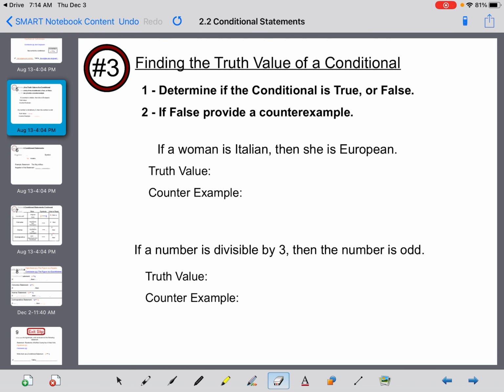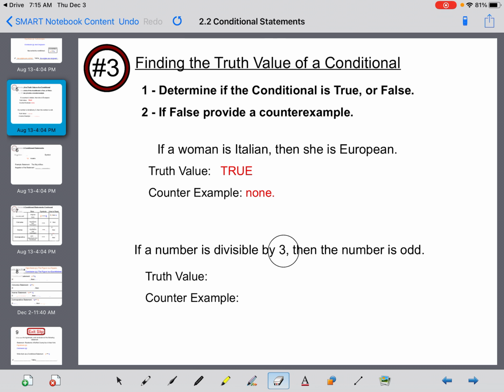Finding the truth value of a conditional. Okay, so 1, we're going to determine if the conditional is true or false. And 2, if it's false, we're just going to provide a counterexample. So the first one says, if a woman is Italian, then she is European. Truth value. Well, that would be true. If you're Italian, either yourself or your family is from Italy, which is in Europe. Counterexample, none. We don't need any because it is true.